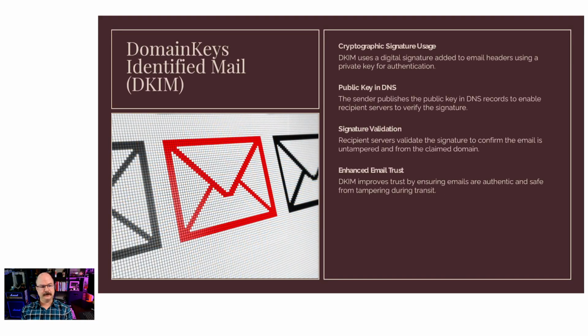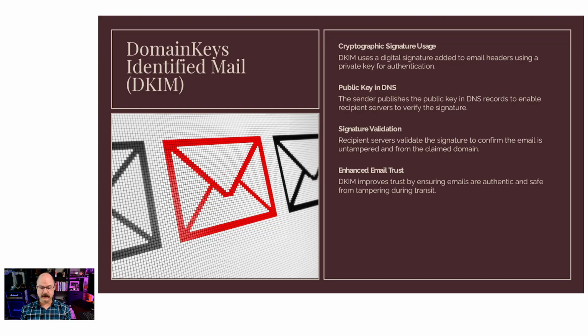So let's take a look. DomainKeys Identified Mail, DKIM, is an email authentication method that uses a cryptographic signature to verify the authenticity and integrity of email messages. When an email is sent, the sending server adds a digital signature to the message header using a private key. The corresponding public key is published in the sender's DNS records.